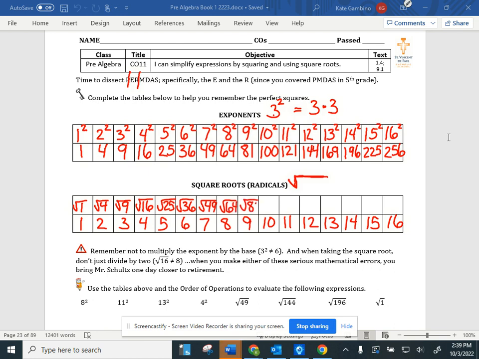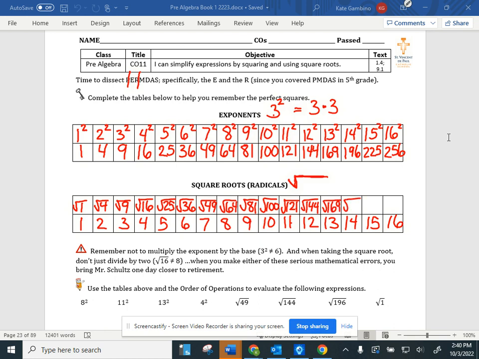9 times 9 is 81. 10 times 10 is 100. So the square root of that 100 is 10. The square root of 121 is 11, because 11 times 11 is 121. Square root of 144 is 12. Square root of 169 is 13.